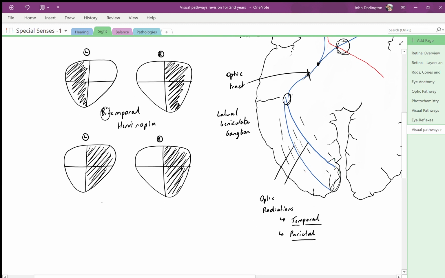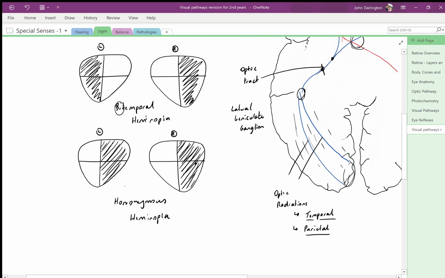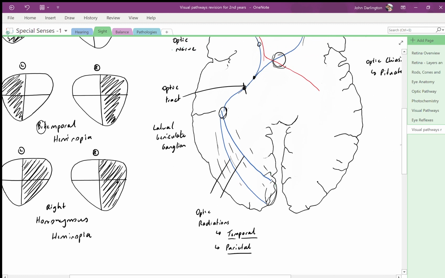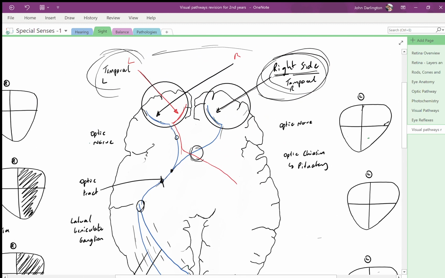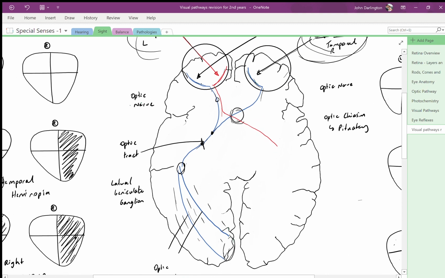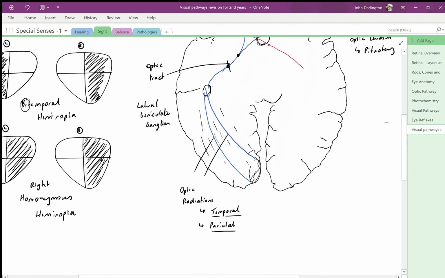And it's the same. And this is called homonymous hemianopia. And because it's on the right side, you call it right homonymous hemianopia. Okay, so I hope that makes sense there as well. You've lost all the vision from the opposite side.